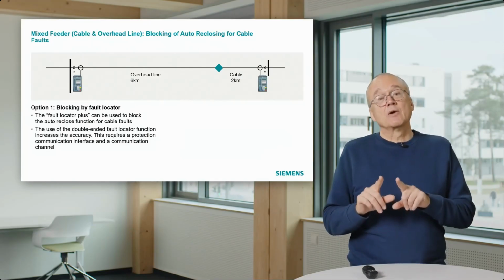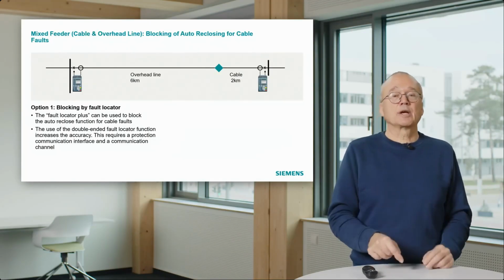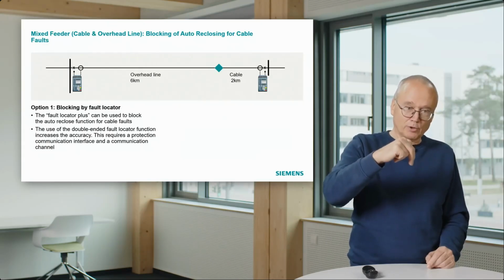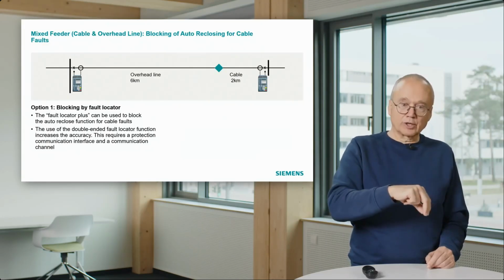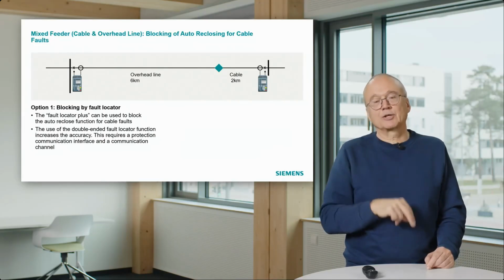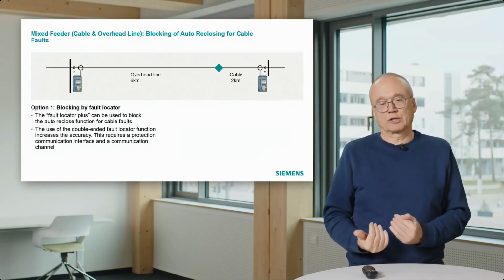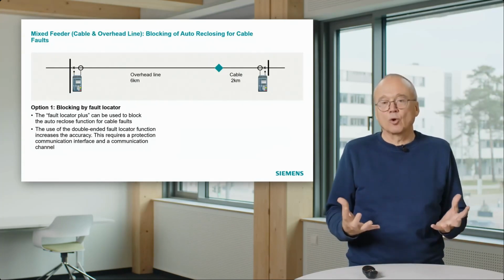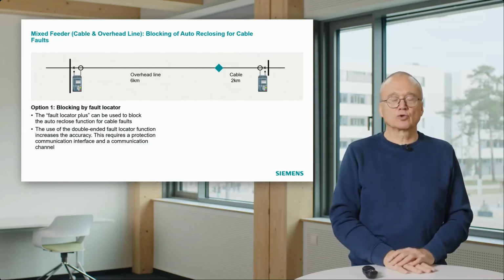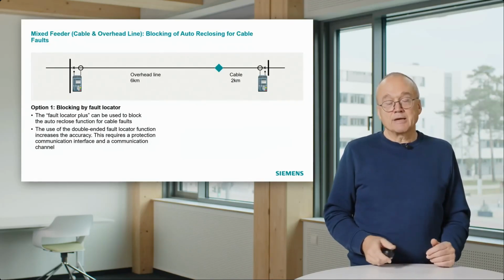That means we can end up in a situation where we have a fault on the overhead line just before the connection point, where we do no auto-reclose, or a fault just behind the connection point on the cable and we do auto-reclose. That risk is pretty low, but you can have that situation. You should be aware of that.